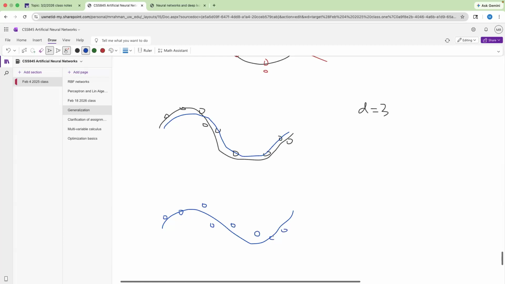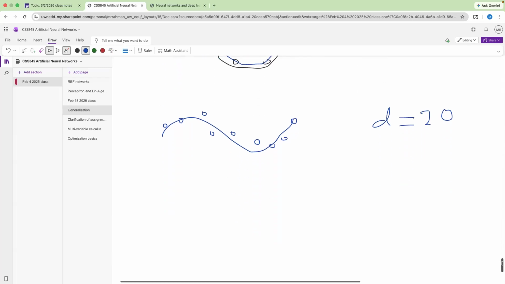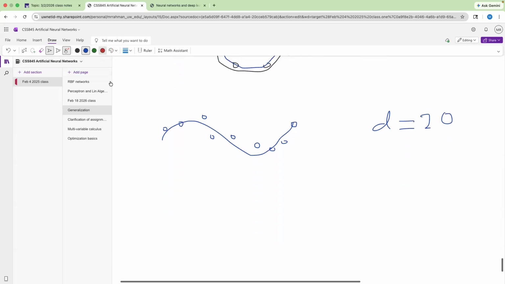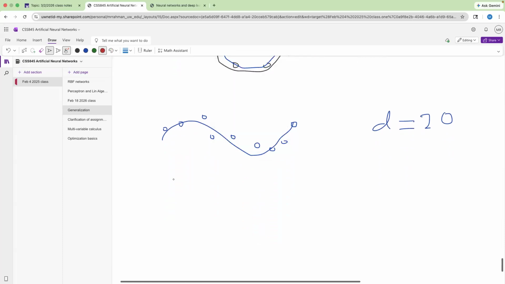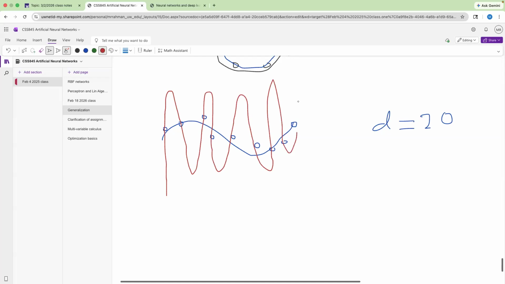Okay, and then let's say I have these samples, and I'm going to use d equal to, let's say, 20. What would happen here if I use a 20-dimensional polynomial to fit this data? What do we expect to happen? Overfitting. The function might be a really complex function with lots of spikes and turns, right? Because I'm fitting to noise.